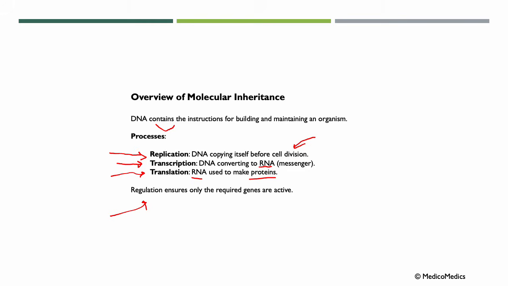So DNA is like a library of instructions, and replication makes a backup copy, while transcription writes the notes. And translation then uses these notes to make proteins.